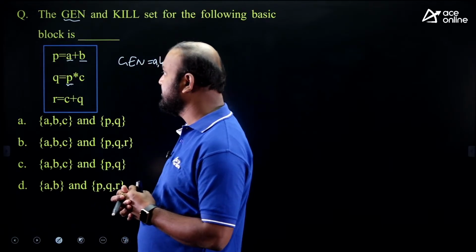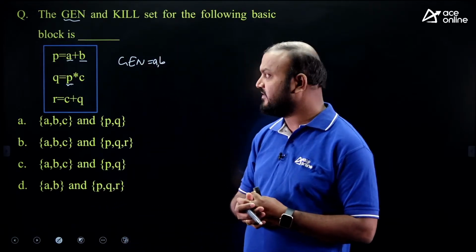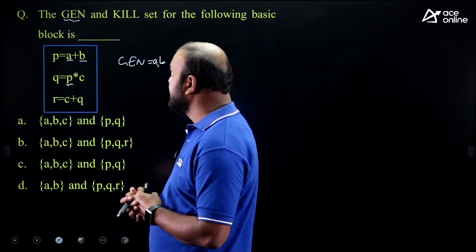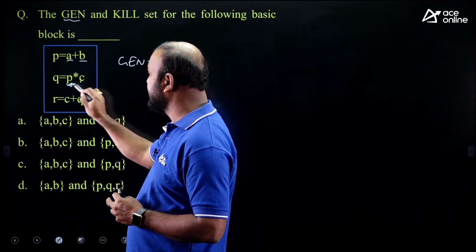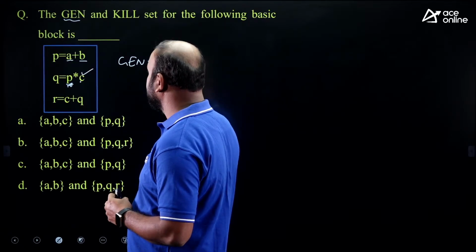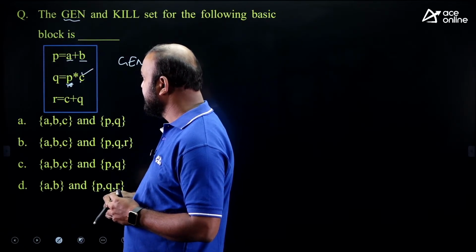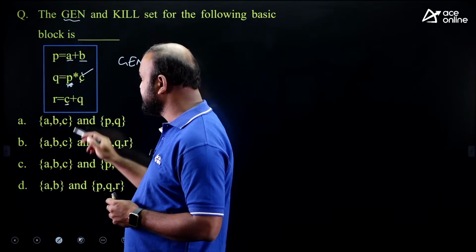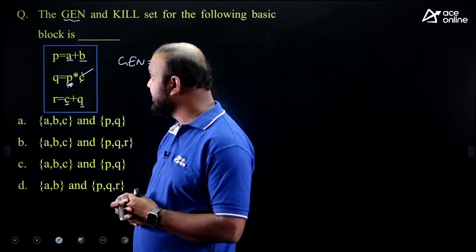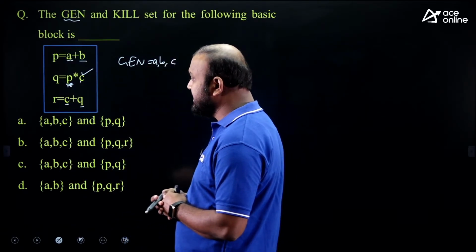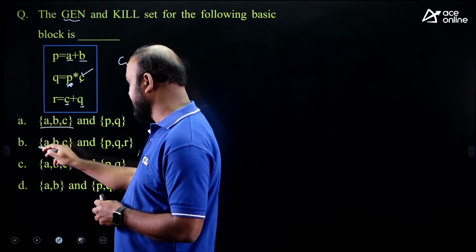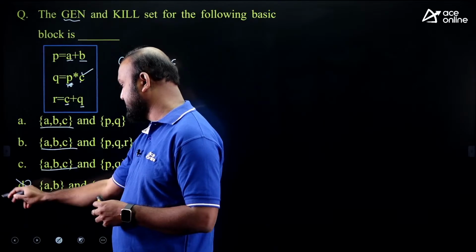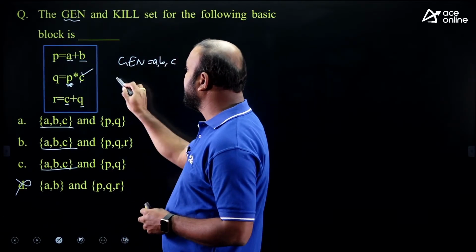But gen variables are used before the definition. So P will not come under a gen variable, but C will come, because C is used, and C is already used and Q is already defined. So what are the gen variables? A, B, C. Gen variables are A, B, C, which is given in option A, and option D is wrong. And kill variables.